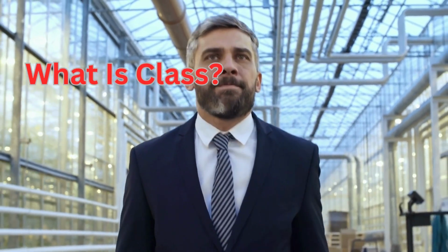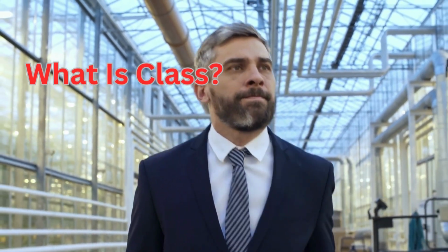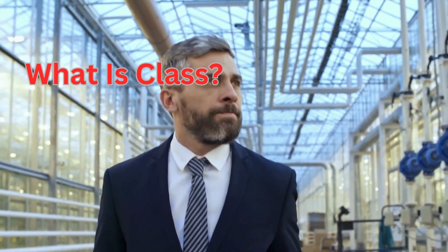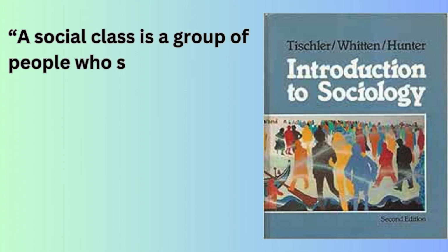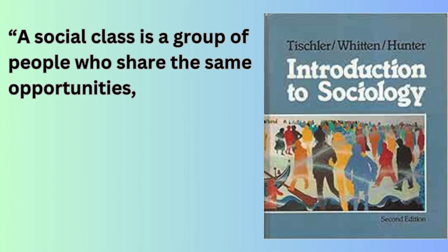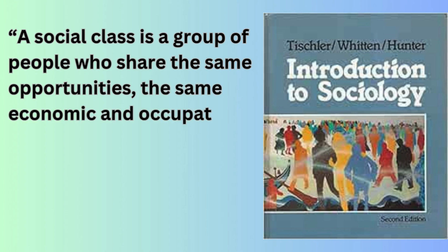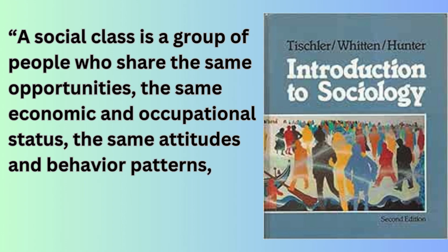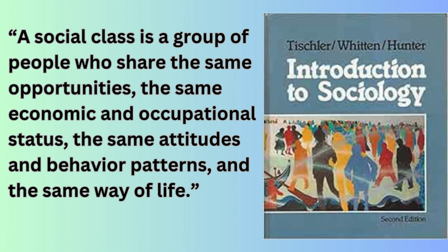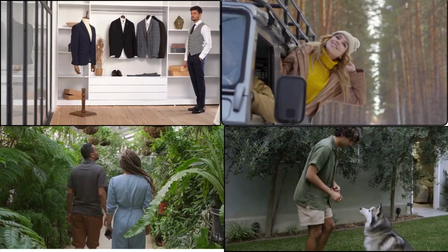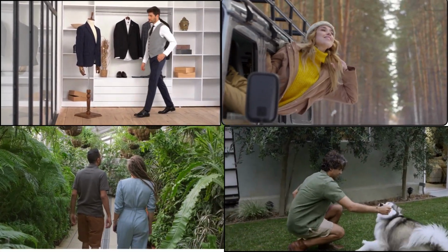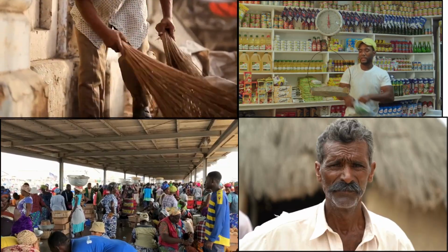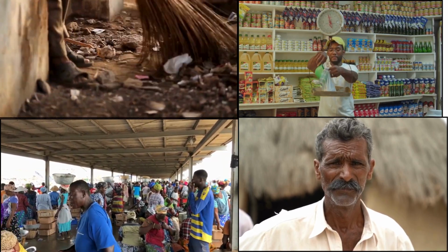Let's see what is class and how the scholar is defining class. According to scholars Tischler, Whiten, and Hunter, a social class is a group of people who share the same opportunities, the same economic and occupational status, the same attitudes and behavior patterns, and the same way of life. In simple words, it's a group of people who are alike in many aspects, including their economic status, jobs, and lifestyle.